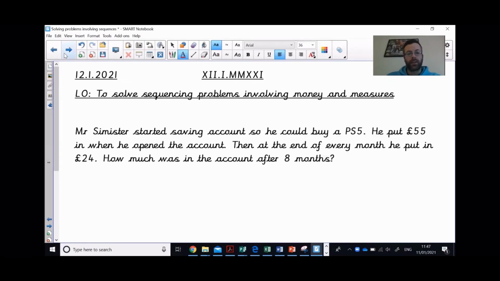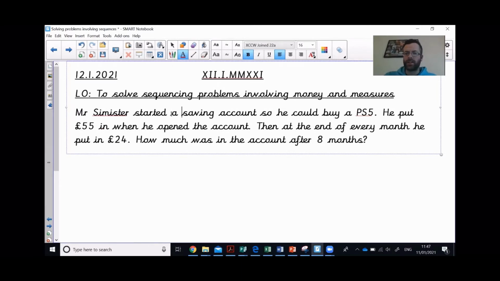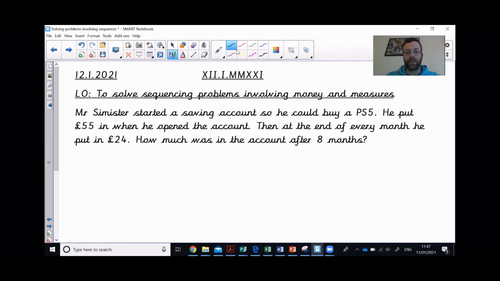So you're going to have problems that look a little bit like this. Now this is an easier one, so this is the kind of thing you might get on ready. We're asked the question: Mr. Simister started a saving account so he could buy a PlayStation 5. My wife won't let me buy one, plus I don't really have time to play it, but anyway, maybe eventually. He put £55 in when he opened the account. Then at the end of every month, he put in £24. How much was in the account after 8 months?